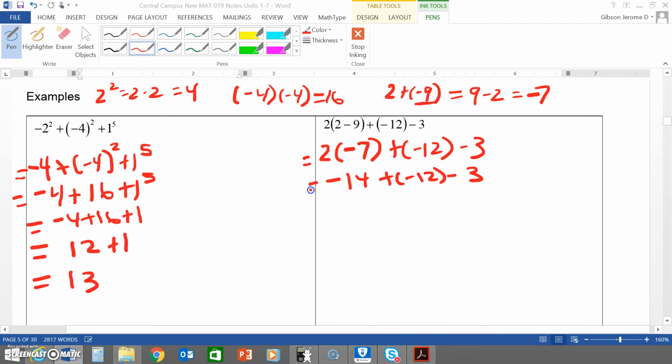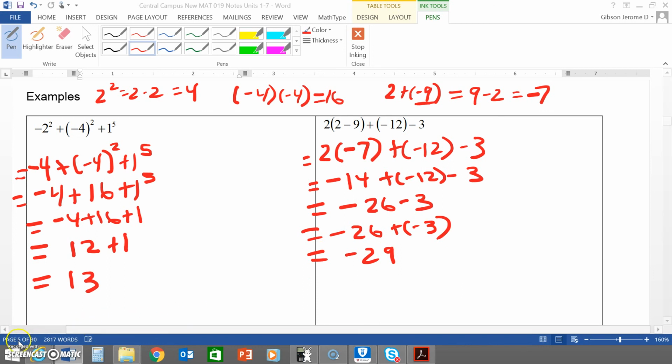Now, if you look here, -14, well, first of all, we look to see if there's any more multiplication. There's not. So the parentheses are done, the exponents are done, multiplication and division are done. So we look here for addition and subtraction. So now we have -14 plus -12. They have the same sign, so we will add them together and get -26. Now -26 minus 3 is the same thing as -26 plus a -3, which will give us a -29 because they have the same sign.